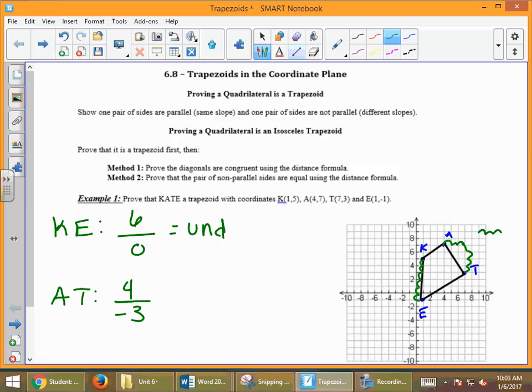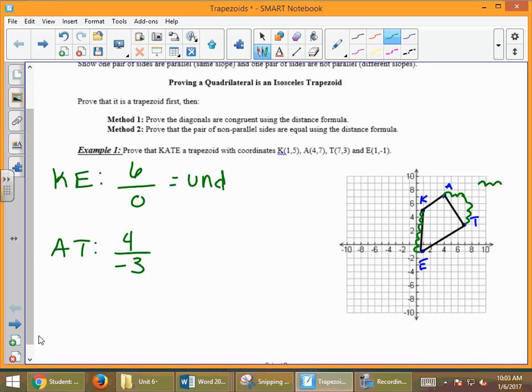No. And that's okay. That doesn't mean, oh, stop, it can't be a trapezoid. Because we want two slopes that aren't the same. Right? We then have to go find the slopes of the other two sides. And we want those slopes to be the same because that means it's a trapezoid. Okay?